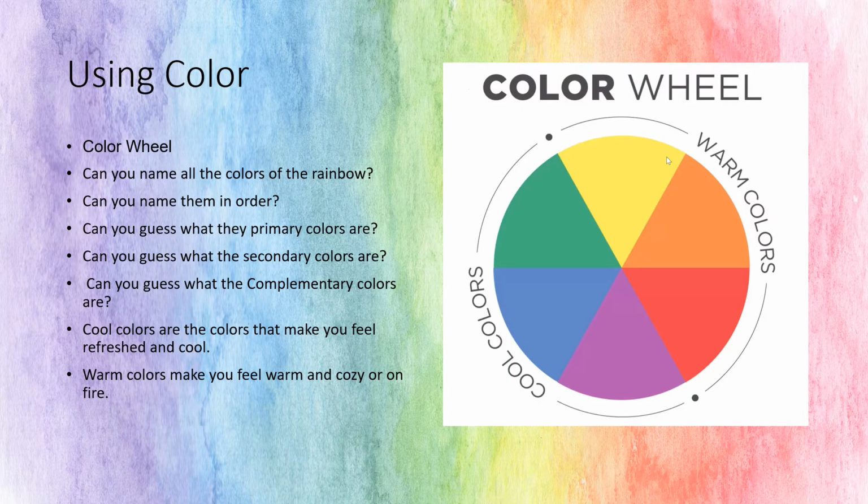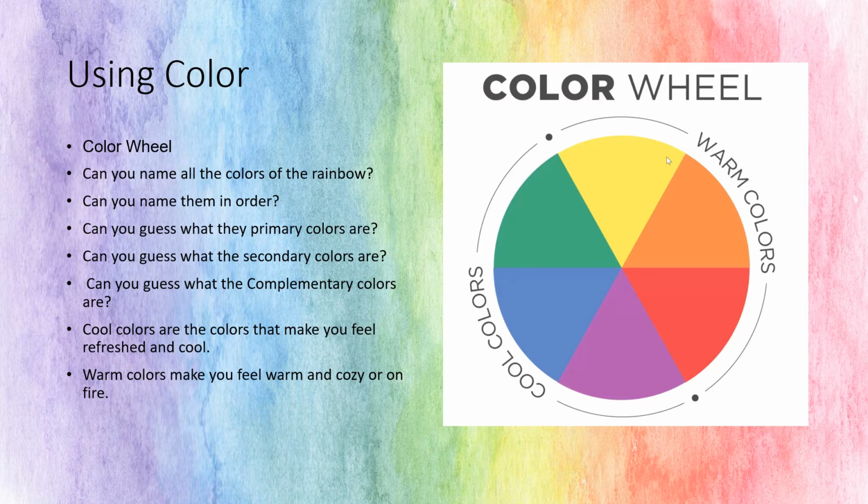A color wheel is a device that shows all the basic colors and helps us understand how to mix the colors. Can you name all the colors of the rainbow? Can you name them in order? Red, orange, yellow, green, blue, and purple. The primary colors are the main colors that help make the other colors. Can you guess what they are? Those are red, yellow, and blue. The secondary colors are the ones we get once we mix two of the primary colors. Can you guess those? Those are orange, green, and purple.